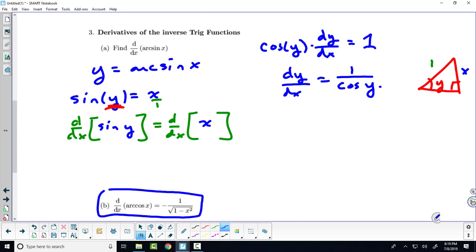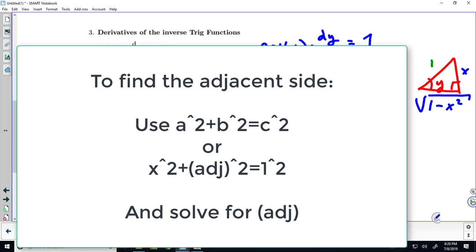What am I trying to do? I'm trying to find the cosine of this angle. I don't know what the angle is. How do I find its cosine? I don't actually have to find the angle to know the cosine of this angle, right? Because I can find this side right here. What's this missing side? From the Pythagorean theorem, it would be the square root of 1 minus x squared. Everyone see how I did that?